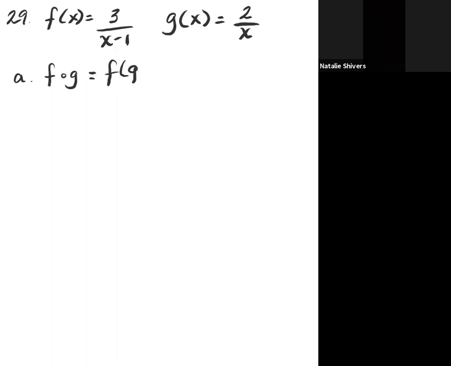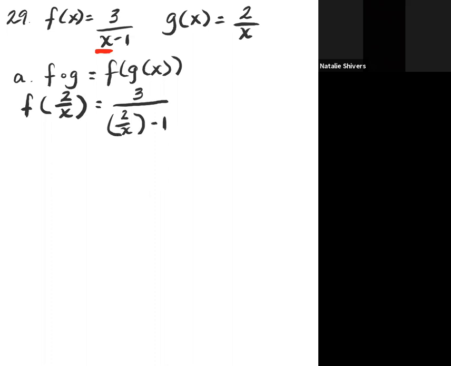f of g of x. So it becomes f of 2 over x. Okay, so when I plug it in, it only goes in right here. And it's going to become complicated. Okay, so I get 3 over, this becomes 2 over x. That's where I substituted, minus 1. Okay, I can't leave it as a complex fraction.